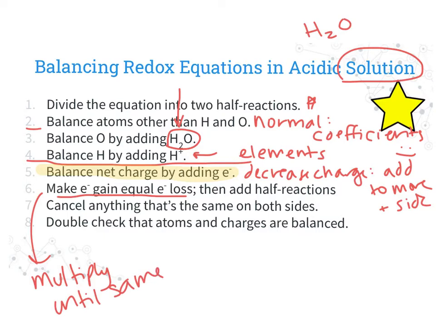And then when you add half reactions, you're just putting everything back together. Adding half reactions is putting all the reactants on one side and all the products on the other side, and that's called adding half reactions back together. And then 7 and 8 are just checking. In 7, you're going to cancel anything that's the same, and in 8, you're going to check. So those are the steps. Let's see this worked out in an entire problem.